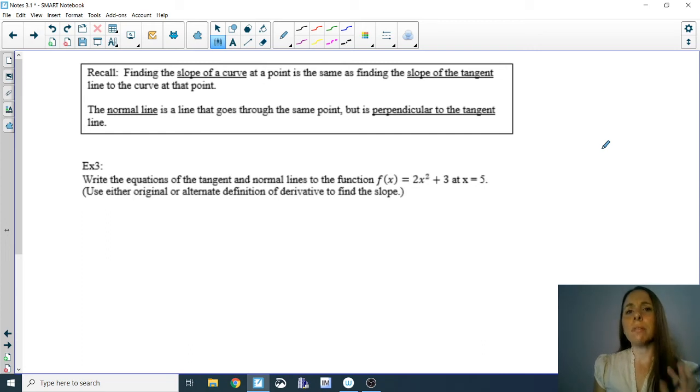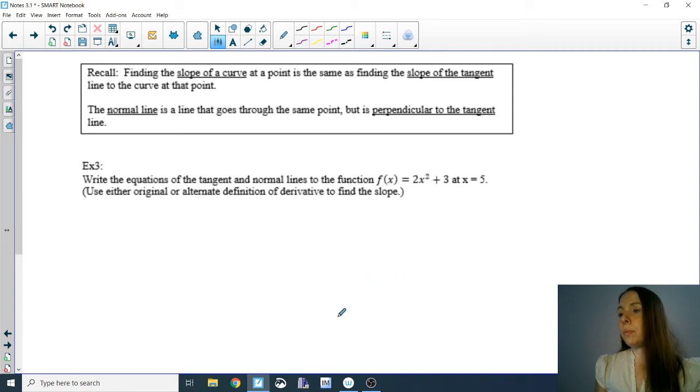Another type of line that will be helpful at times is called the normal line. We're only going to touch on it very briefly here. I hate to just throw it at you and say, here's something else, but you'll see that it's not that tricky, and I promise we will talk about it more as we go through this chapter and the next chapter. A normal line, here's a little definition for you, is a line that goes through the same point, but it's perpendicular to the tangent line.